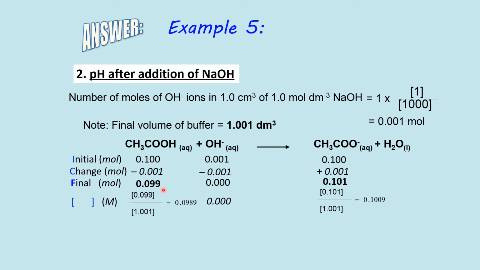Now we can find the new concentration of the weak acid by dividing by the new volume, which is 0.0989. Since we wrote out the unit over here, we didn't write it over here. For safety, better write down the unit as well. So this is the new number of moles of the conjugate base, and then divided by the new volume, 0.1009 molar is the new concentration of the conjugate base.